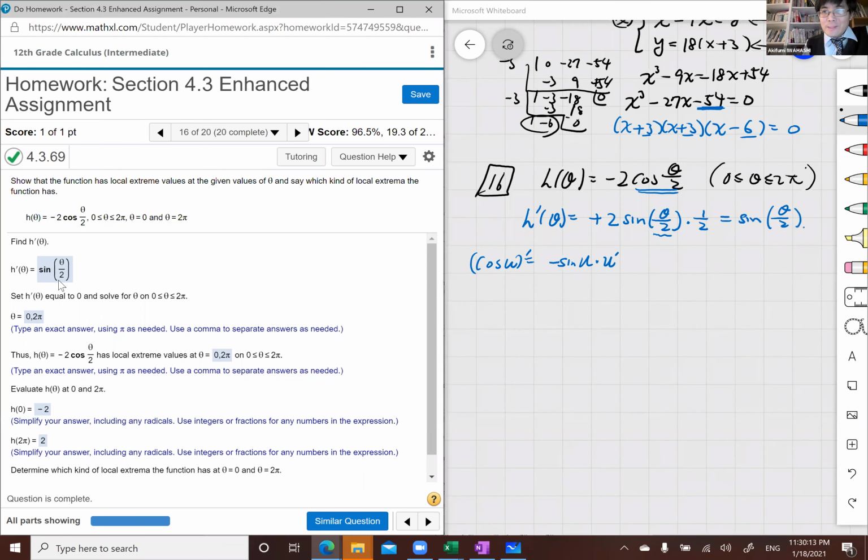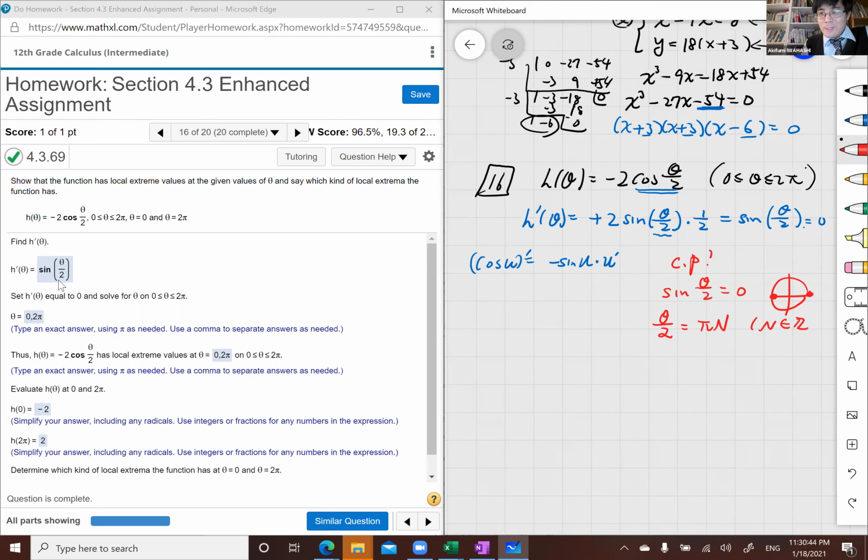Now for what value of theta does this become 0? So now let's find the critical point. What is a critical point? I need to solve this equation. Sine becomes 0 at these points. So the angle inside must be a multiple of pi: 0, pi, 2 pi, 3 pi, and so on, where n is an integer. So that means theta must be a multiple of 2 pi.